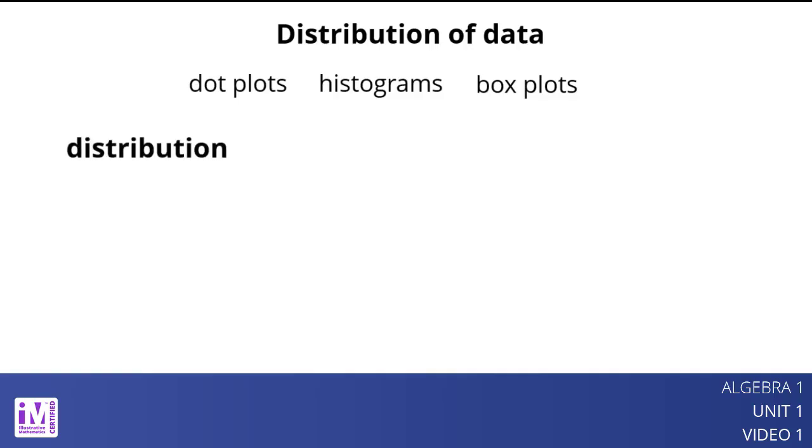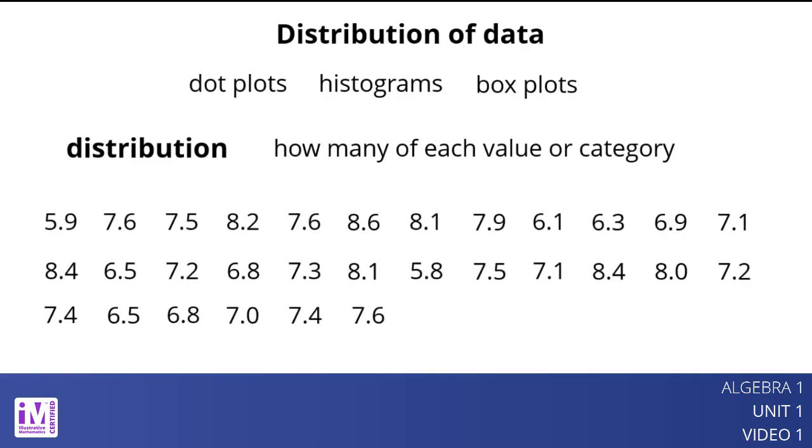We can present a distribution of data in several forms, including lists, dot plots, histograms, and box plots. For a numerical or categorical data set, the distribution tells you how many of each value or category there are in a data set. A list displays all of the values in a data set and can be organized in different ways. This list shows the pH for 30 different water samples.